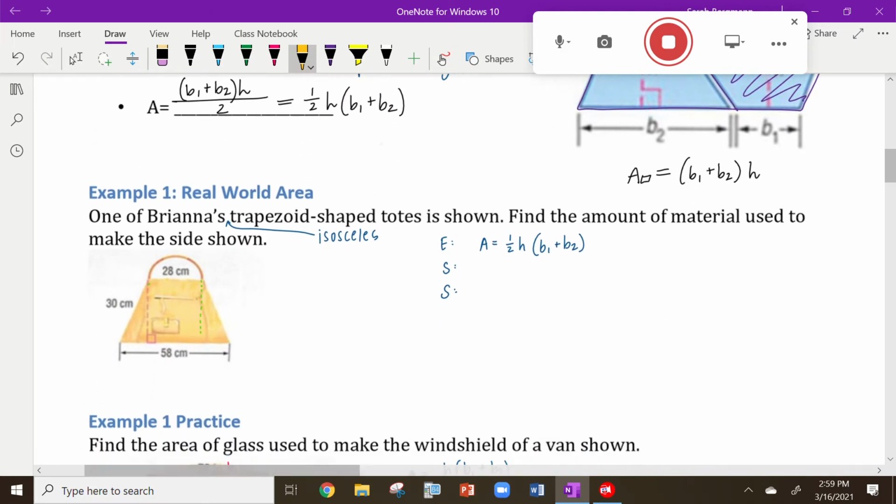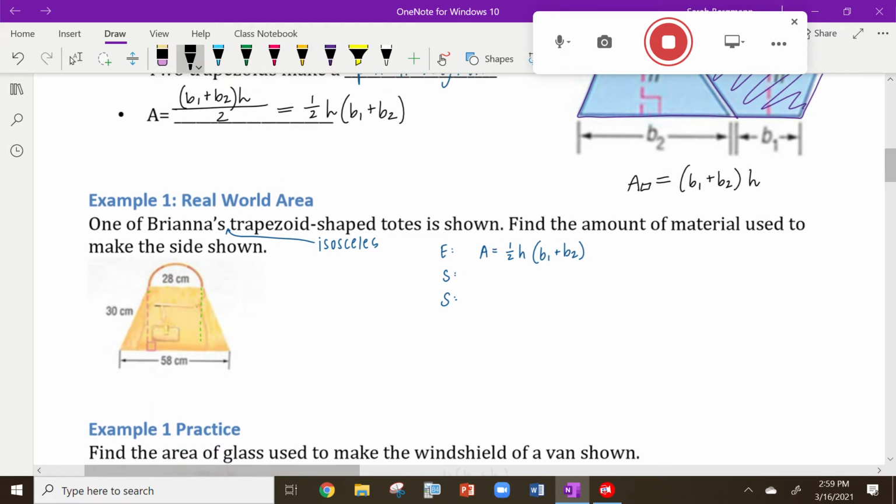Let's do a problem together. This says one of Brianna's isosceles trapezoid-shaped totes is shown. Find the amount of material used to make the side shown. So in order to find it, it's a trapezoid, so remember the bases are the parallel sides. That would be these. So I know B1 and B2. It doesn't matter which one I use for B1 and which one I use for B2. But I get 28 centimeters and 58 centimeters. Now I also need the height.